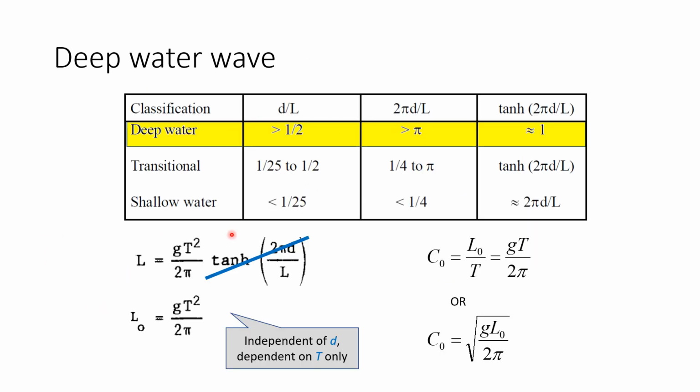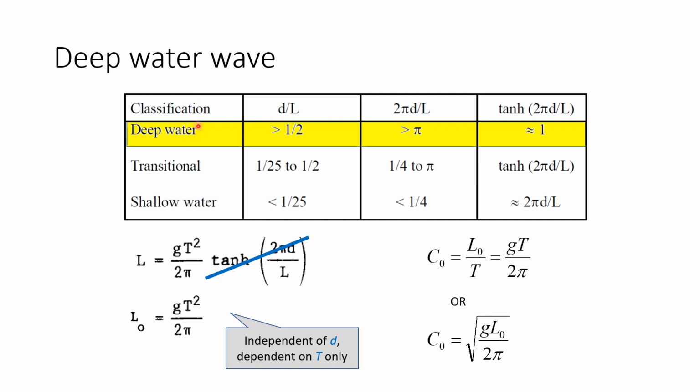Now this is the equation that we got just now: L equals g T squared over 2 pi times the tangent hyperbolic of 2 pi d over L. Now what we're going to do next is look at deep water, transitional water, and shallow water, which are distinguished based on the relative depth d over L. That means, what is the water depth compared to the wavelength.